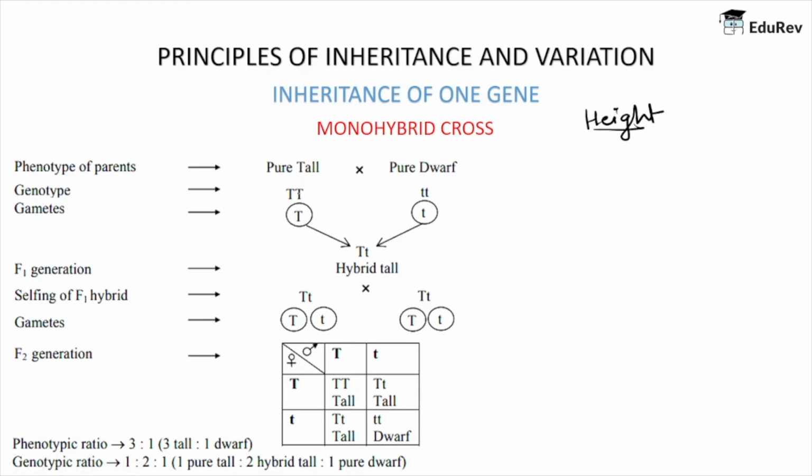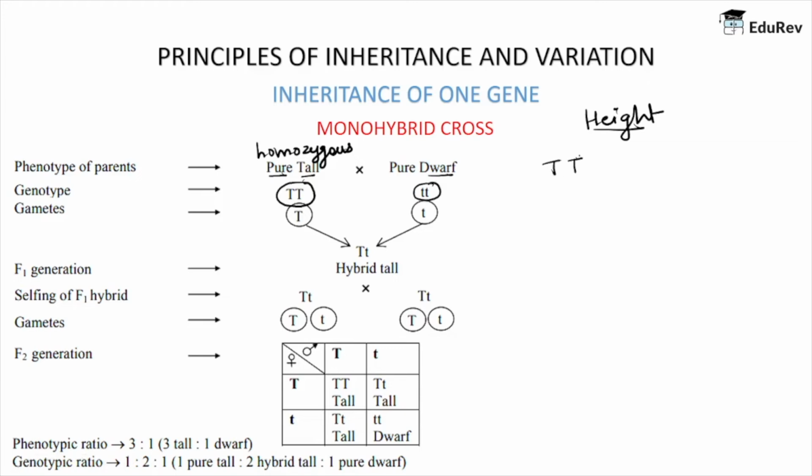As we know, he crossed a tall plant with a dwarf plant, but here they have written pure tall. Now what do you mean by pure tall? It means the two genes present in the tall plant are capital T, capital T. That is why they have written it as pure tall, or it is also called homozygous tall, because the genes are same. So he has crossed the homozygous tall with the pure dwarf having small t.